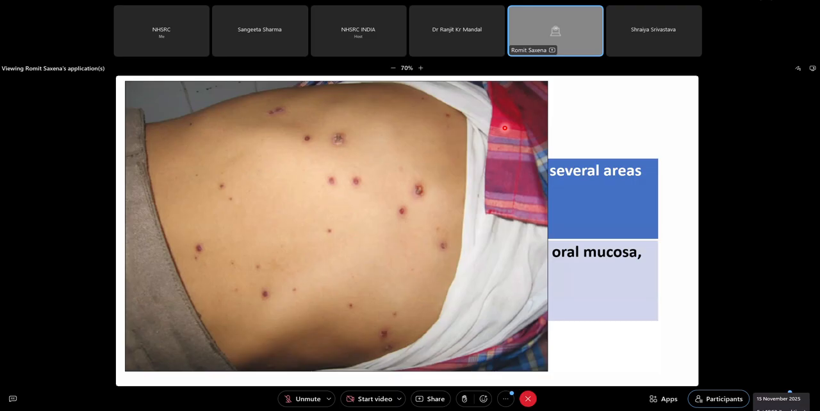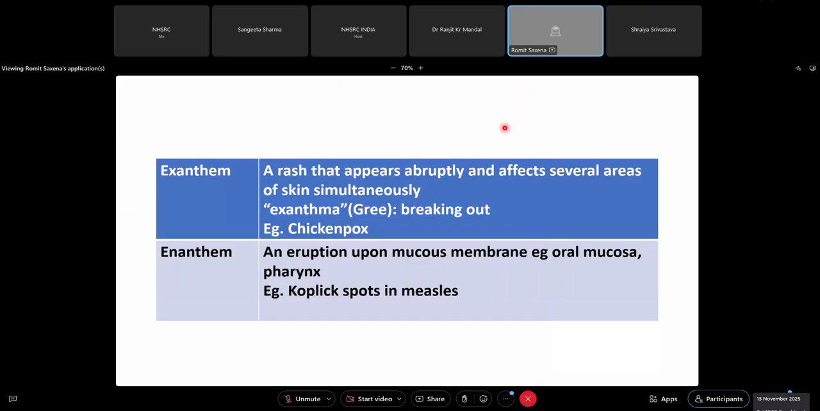Again, if the parents are apprehensive, it is very important to have them put up the clothes, examine the rash, see the distribution. Why it is important is because knowing what organism and knowing what disease you are dealing with will help identify whether it is viral or bacterial, and will help you implement the right control measures. Like a patient of chickenpox, you will ask to not go to school.